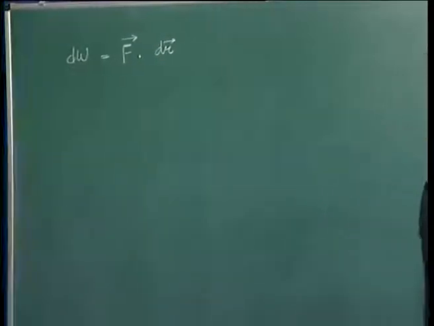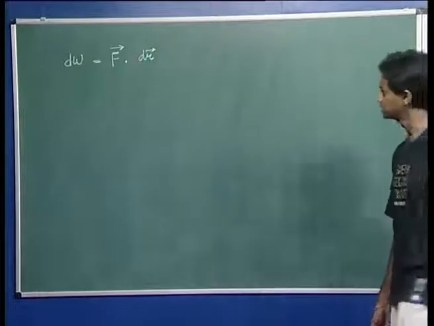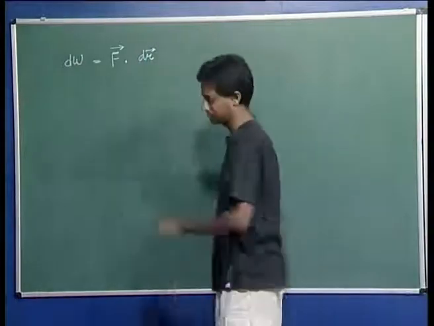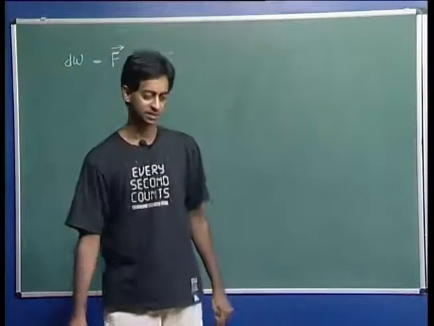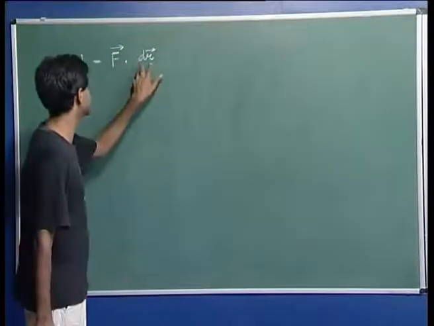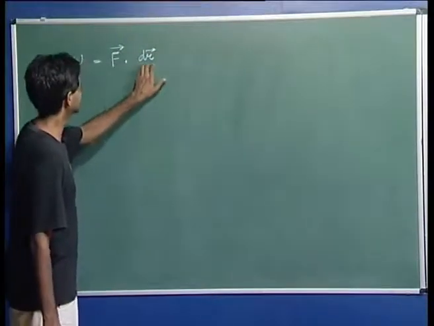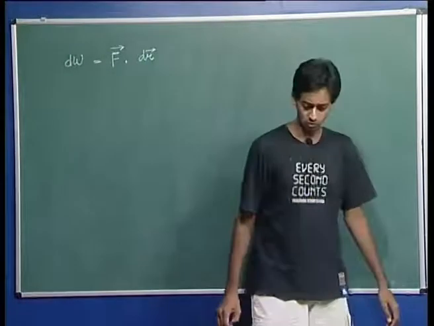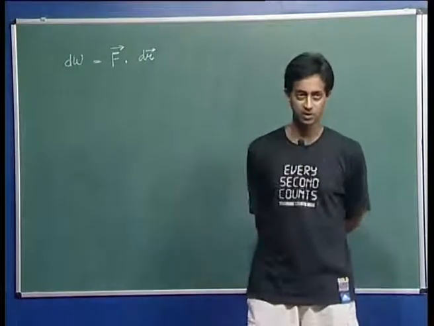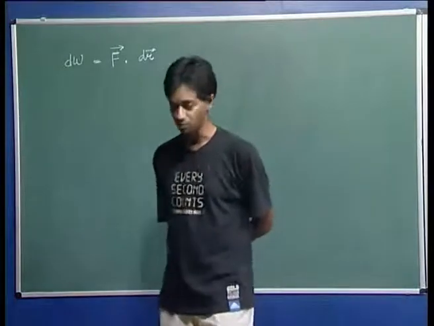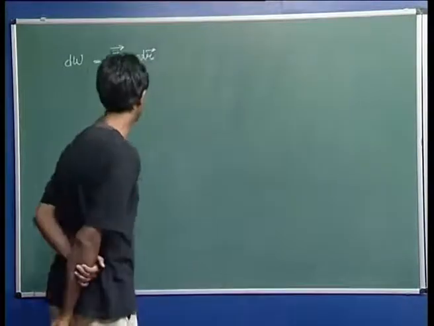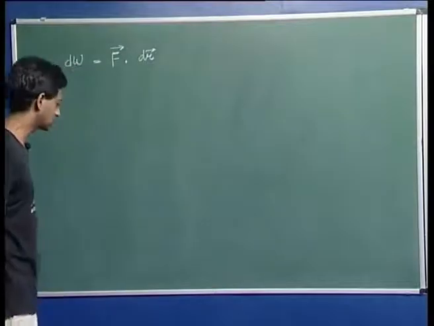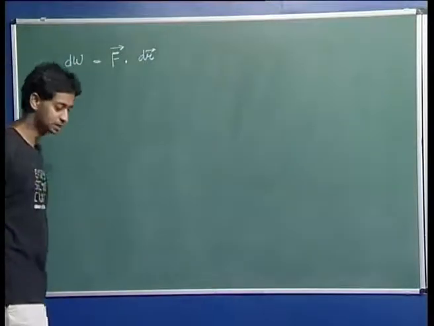This is what you learn in your standard mechanics course. We are assuming that dr is an infinitesimally small displacement, and for this infinitesimally small displacement the force is constant. Now, what happens when you take a body from one point to another by application of this force? We look at a specific example.